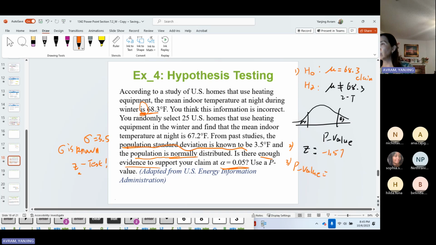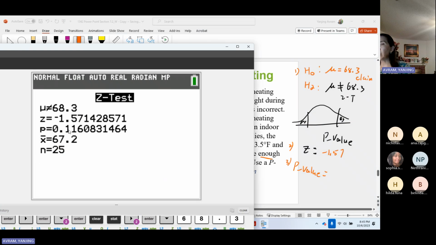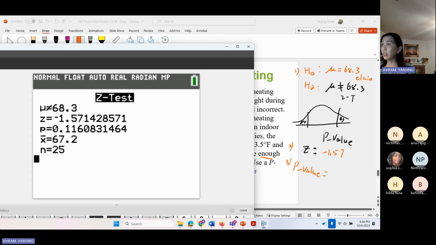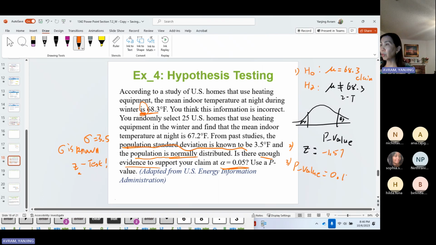All right. I already got a p-value from the calculator. My p-value here, if I round to 3 decimal places, will be 0.116. All right. Number 4, we're going to compare the p-value with alpha. My alpha here is 0.05.